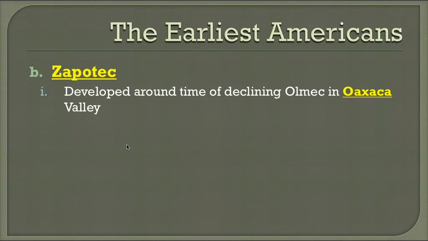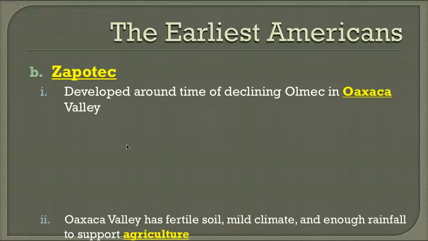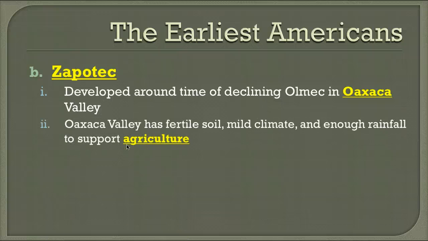The Zapotec developed around the time of the declining Olmec in the Oaxaca Valley. Oaxaca Valley is definitely known for better farming. It's a little bit better conditions because the Olmec area was really hot, dense jungles. It's difficult to farm there, but it's going to be a little bit better here in the Oaxaca Valley. So Oaxaca Valley has fertile soil, a milder climate, and enough rainfall to support agriculture.